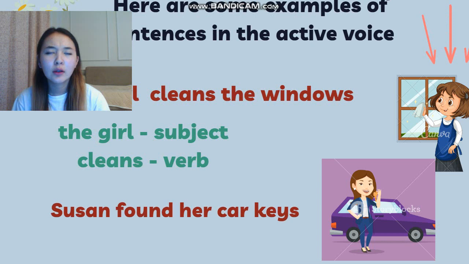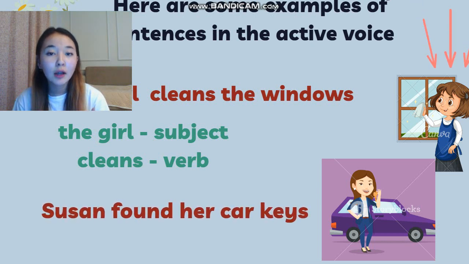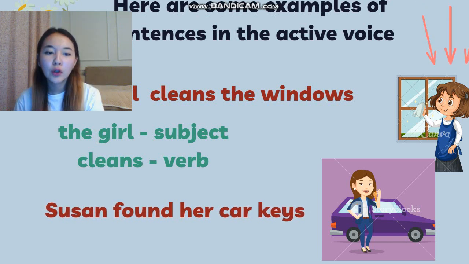Now let's look at examples of the active voice. Here are some examples of sentences in the active voice. For example, the girl cleans the windows. It is the present simple active. The girl is subject and the cleans verb. In the active voice, the subject acts upon its verb. So, the second example, Susan found her car case. It is past simple active. So, here Susan is the subject and the verb is found.